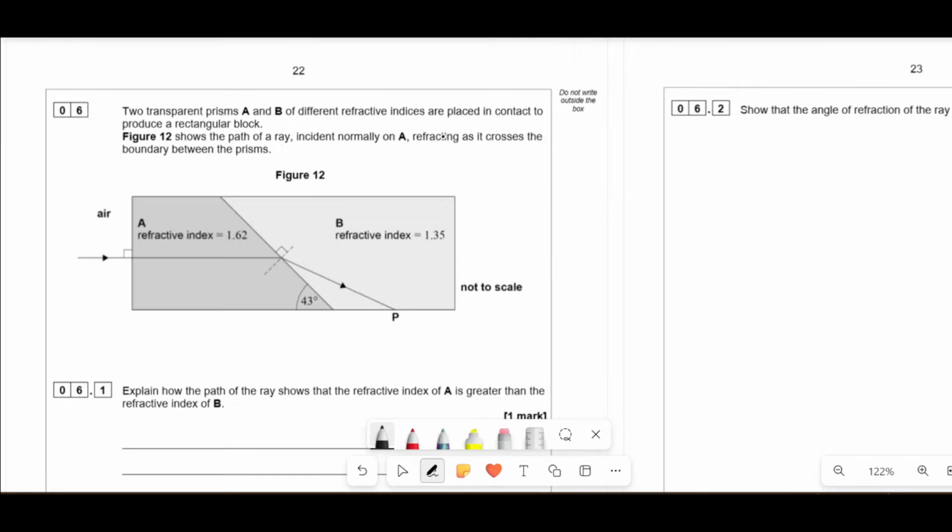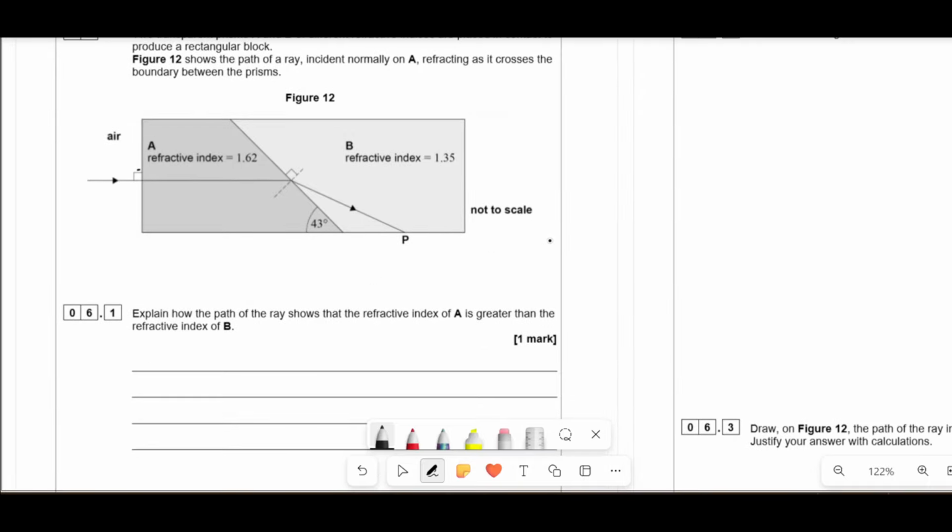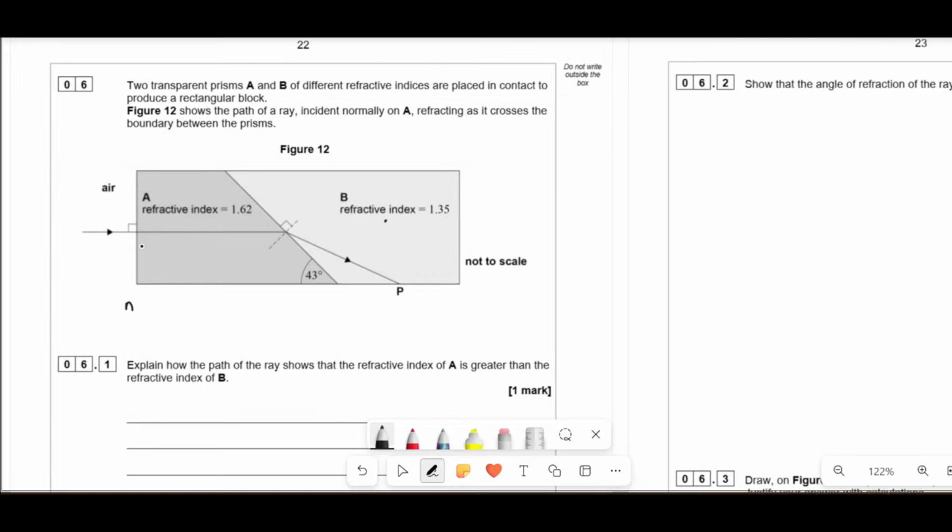So figure 12 shows the path of a ray incident normally on A, what that means is it's perpendicular to its surface, refracting as it crosses the boundary between the two prisms, and it's told you the refractive indices of this. It says, explain how the path of the ray shows that the refractive index of A is greater than the refractive index of B. So n when you're doing it with air in a material equals sine I over sine R. Now for this to be 1.62, sine I must be bigger than sine R in this circumstance, otherwise it's not possible. If that was like 3 and that was 6, it's not possible for that to be bigger than 1. So this has to be bigger.